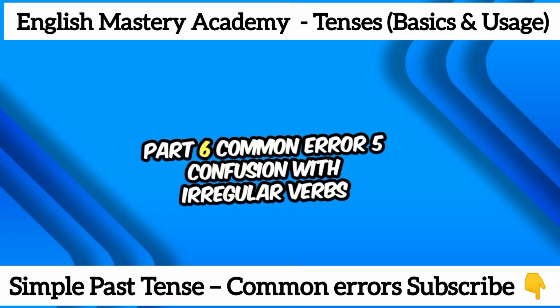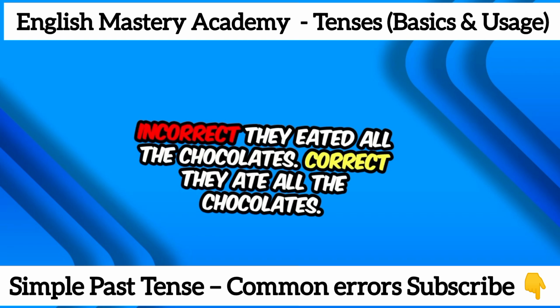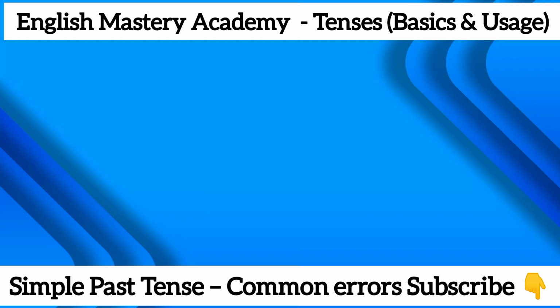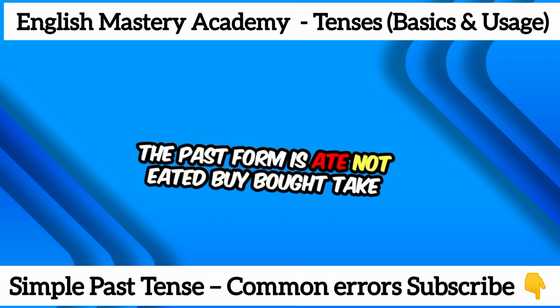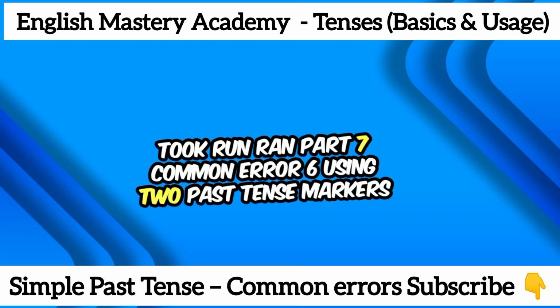Part 6. Common error 5. Confusion with irregular verbs. Incorrect: They eated all the chocolates. Correct: They ate all the chocolates. Explanation: Eat is an irregular verb. The past form is ate, not eated. Other examples: buy, bought, take, took, run, ran.